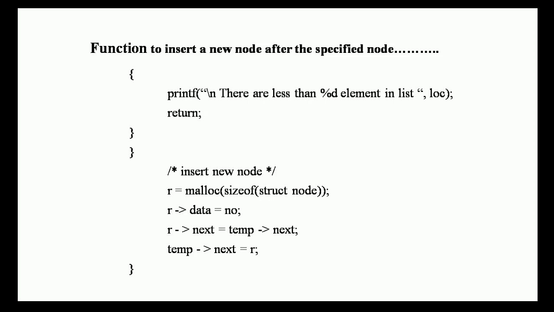Here, r equal to malloc(sizeof(struct node)). Which node have you inserted? That is the struct node. Where r implies data is equal to number, r implies next equal to temp implies next, and temp implies next equal to r, ending with a semicolon. This way the function inserts a new node after the specified node, and the new node is connected.